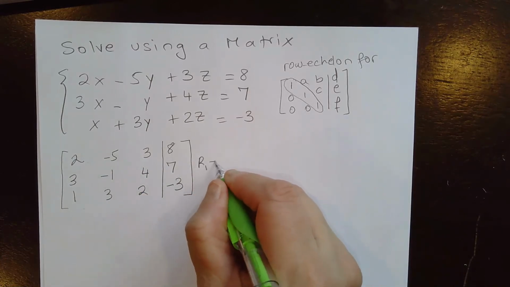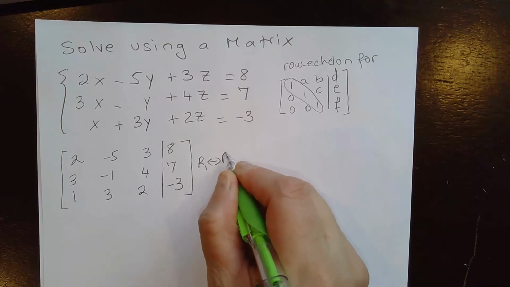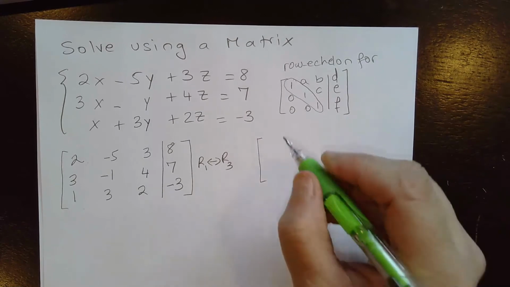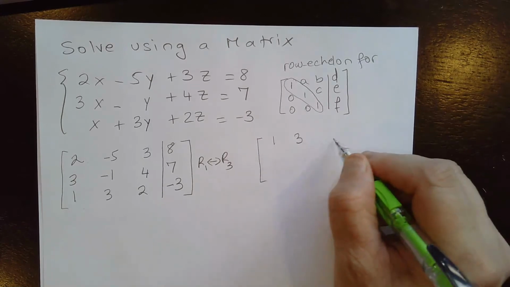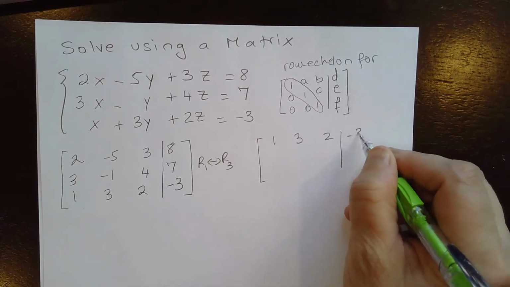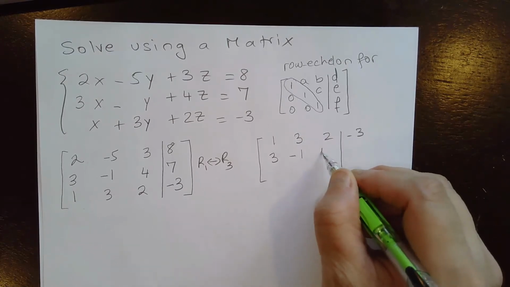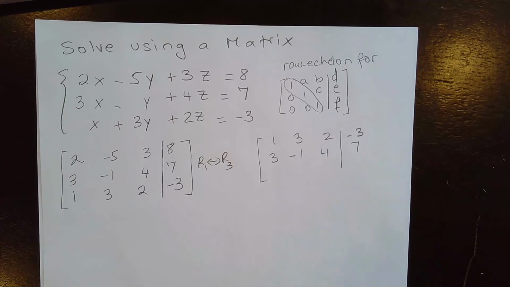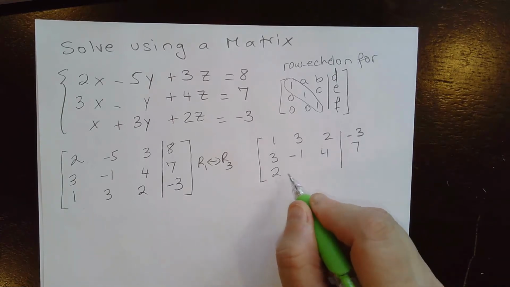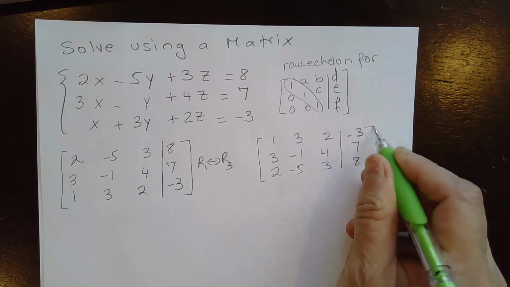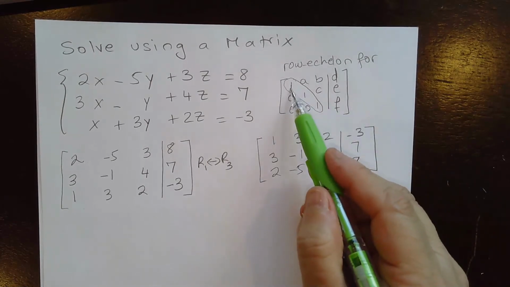Interchange row 1 and row 3. So this means interchange the rows. So then we'll have 1, 3, 2, negative 3. Nothing's changing with row 2. And here you have 2, negative 5, 3, 8. So we took care of this one right here.